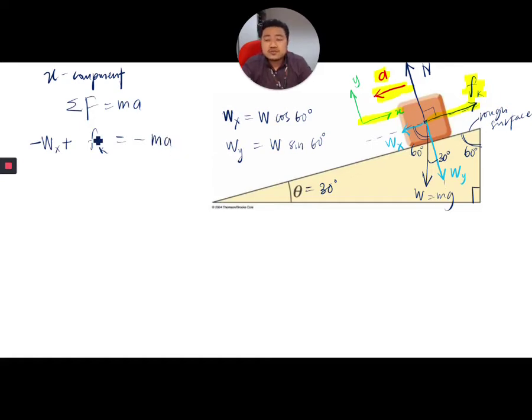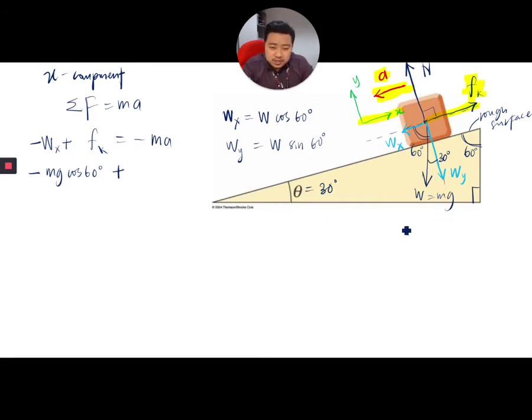Afterward, we have to put in its equation to find wx. As mentioned here, it is w or mg cos 60 degrees. So mg cos 60 degrees, and then plus the friction force, the kinetic friction force.